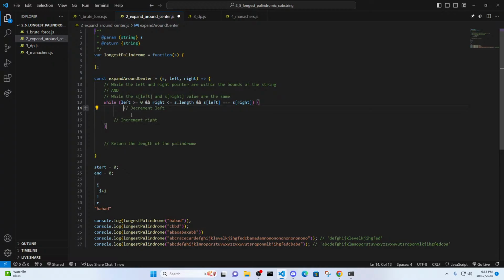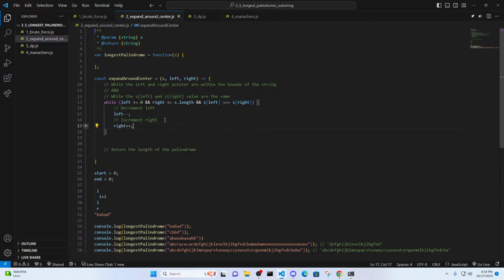Right. Let me know if you have any questions too. It needs to be less than or equal to s dot length minus 1, because we are going to access another position outside of the boundary of the string. True.